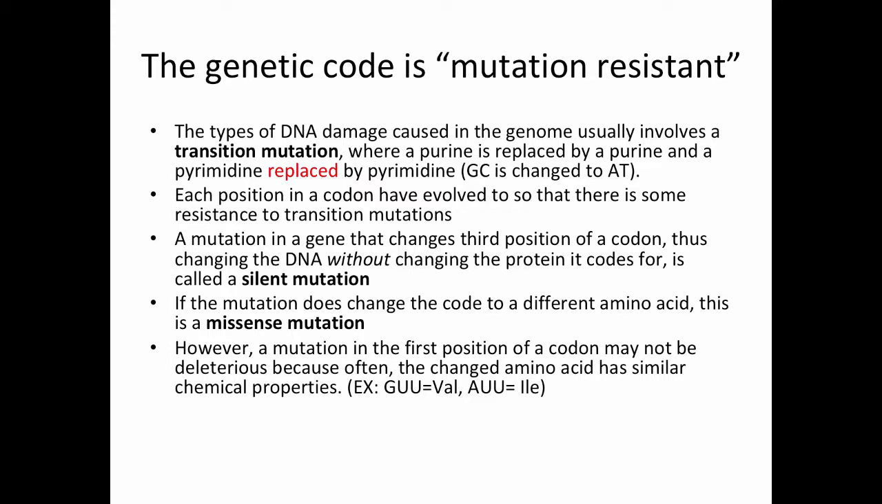And actually, the chemistry of valine and isoleucine are really quite similar, right? What's similar about those two amino acids? Yeah, they're both hydrophobic and they're both branched chain. So maybe when the protein actually folds into its final structure, it may be able to tolerate an isoleucine versus a valine, because it's really not that different.